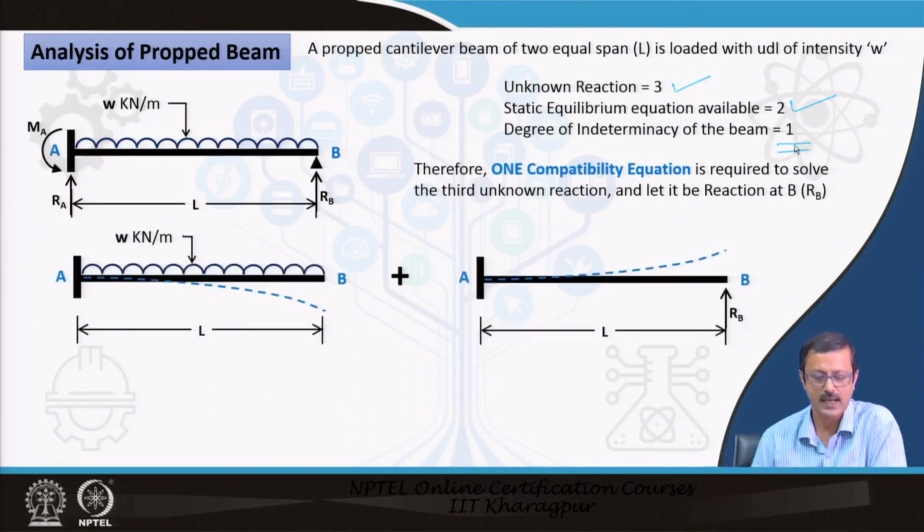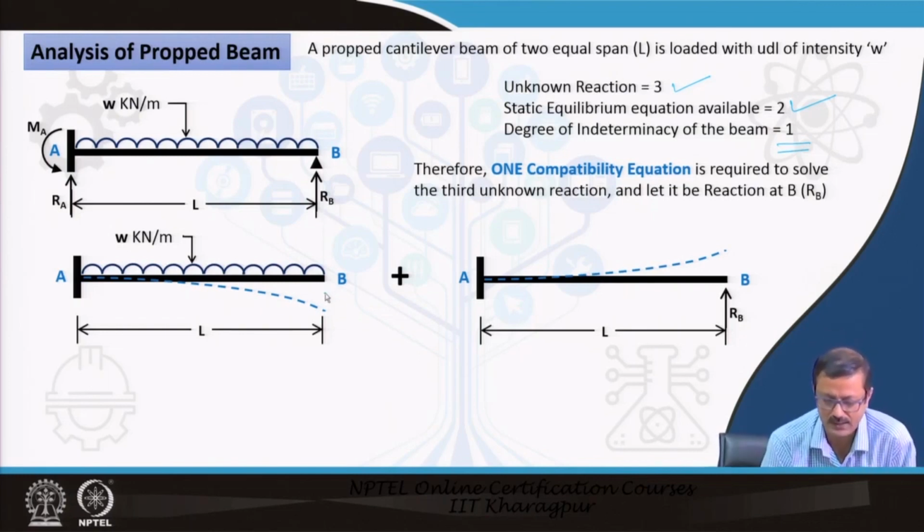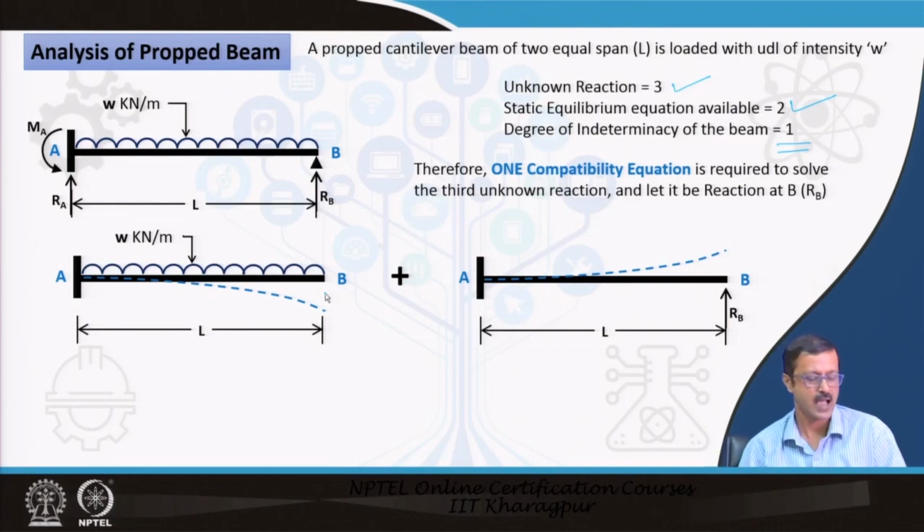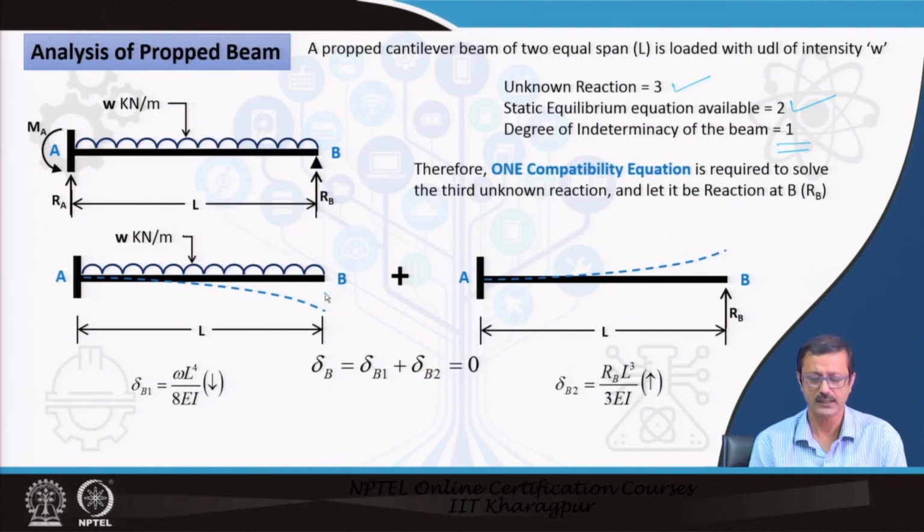What I can do is remove the support. Now I allow some deflection delta B over here because of the UDL. Then I remove the UDL and put the support over here and allow an upward deflection delta B at B, and now superimpose. If you superimpose these two, it is nothing but the first beam, right. And the compatibility equation is that at B there is no deflection. So, delta B 1 plus delta B 2 equal to 0 if you take the sign into account, otherwise you may say that delta B 1 is equal to delta B 2.